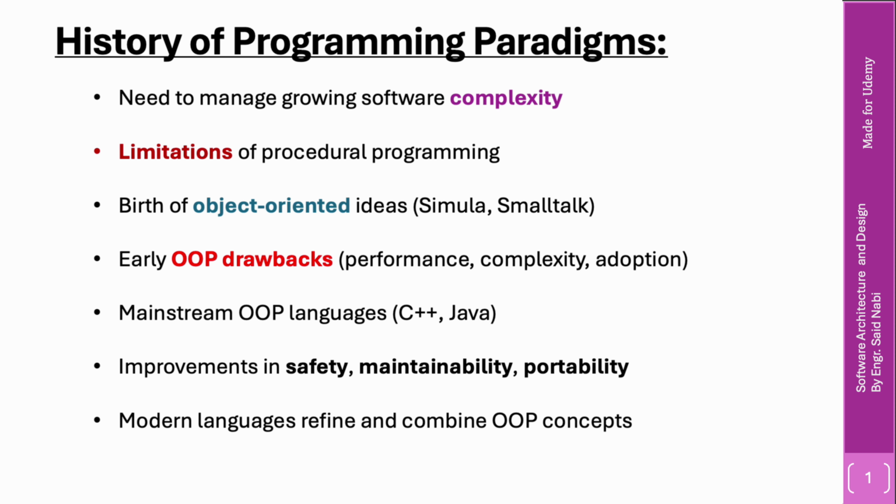Modern languages like C#, Python, and Ruby reduce boilerplate, improve developer productivity, and combine object-oriented programming with functional ideas. We stopped chasing purity and started chasing productivity.